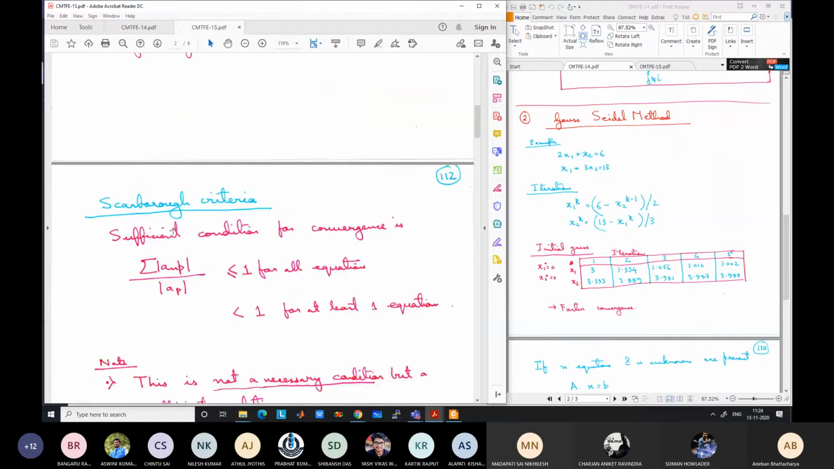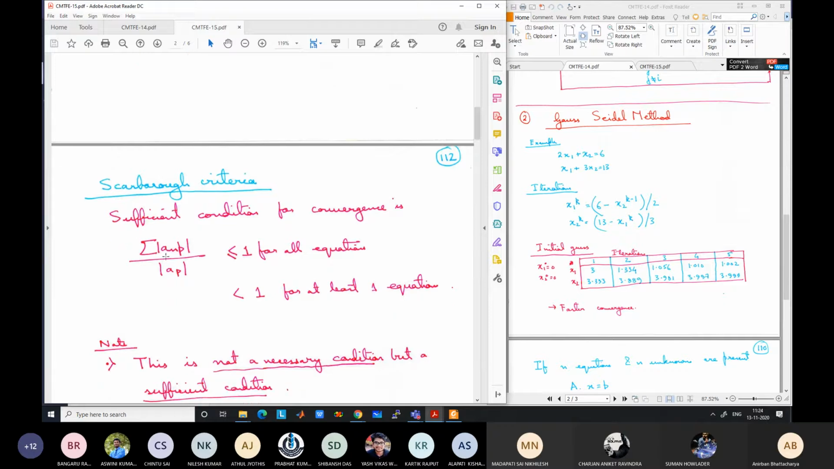So it will guarantee that convergence will occur, but without satisfying this criteria also in many cases convergence will occur. If luck is good, convergence will occur even without satisfying this condition. There is no necessary condition. In some cases, even without satisfying this, convergence can occur. So what is this condition?